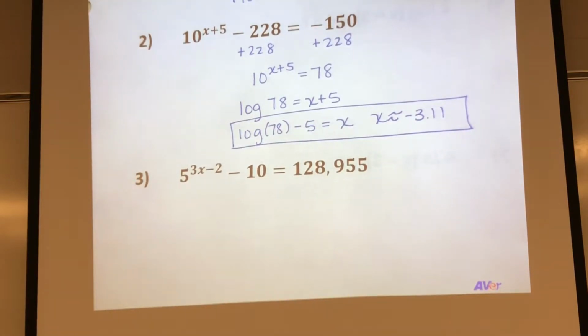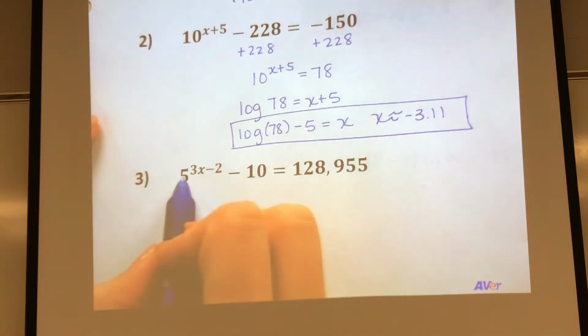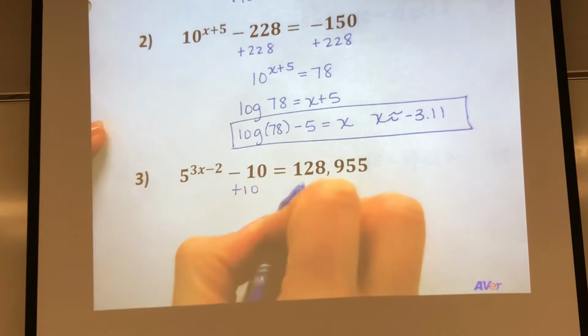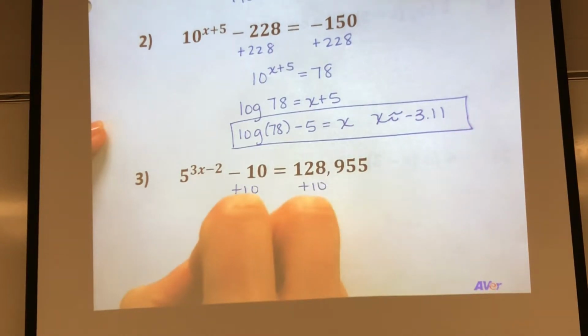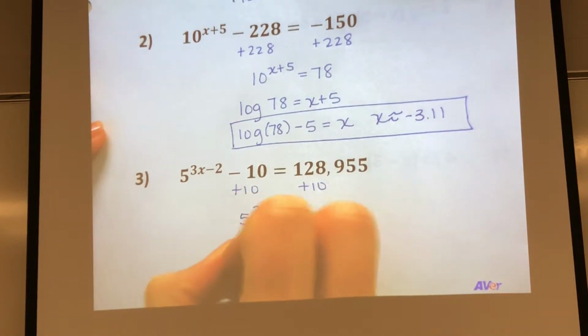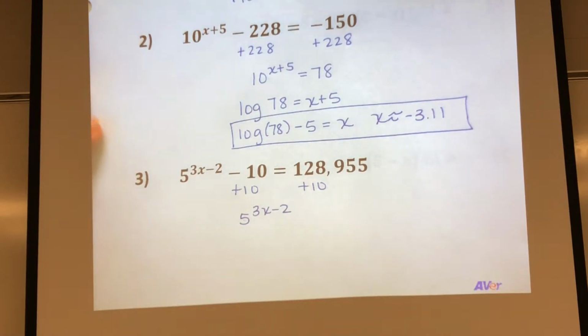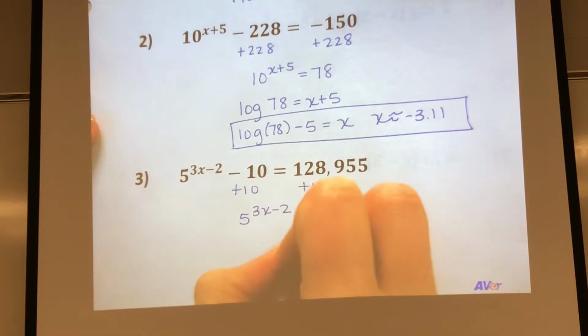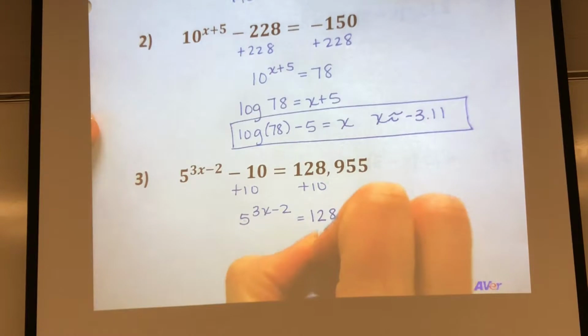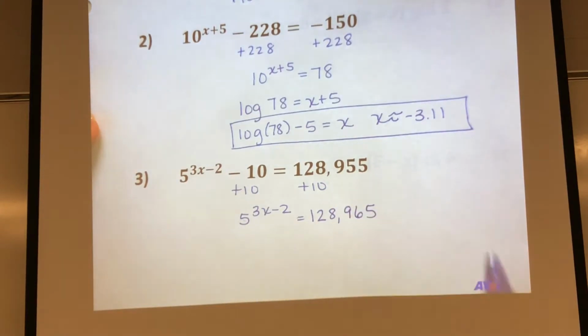Same rules apply on the next one. We've got to isolate the power. So the 5 to the 3x minus 2 is what we're trying to get by itself. So we're going to start by adding 10 to this really big number here. 5 to the 3x minus 2 equals 128,965. Now we have to switch forms. So isolate first, then switch forms.